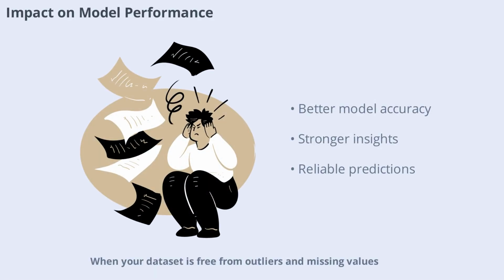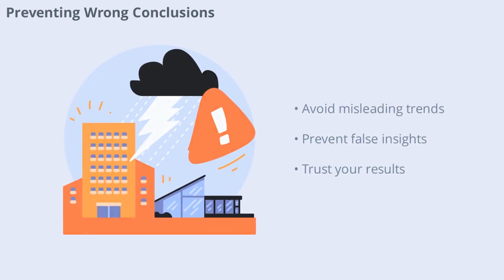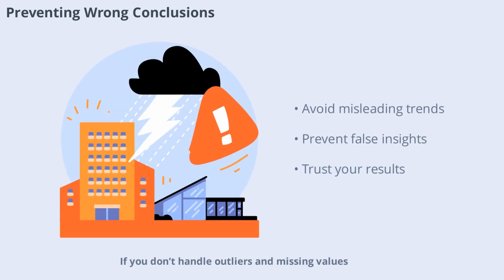When your dataset is free from outliers and missing values, your models can learn patterns more effectively. This means more accurate predictions and stronger insights, which are crucial for making data-driven decisions. If you don't handle outliers and missing values, your analysis can lead you to the wrong conclusions. For example, a single outlier could make it look like sales are booming when they're not, or missing values could hide important trends. Cleaning your data helps you avoid these pitfalls.